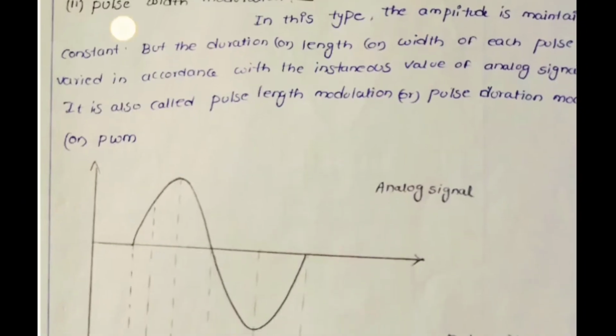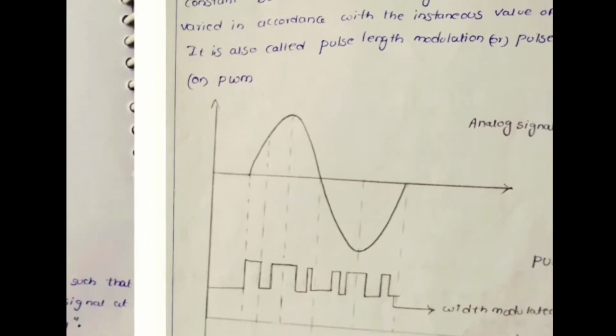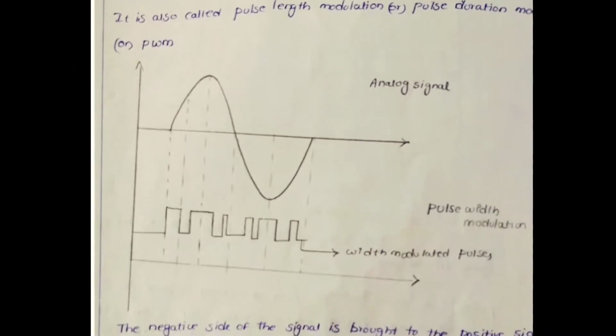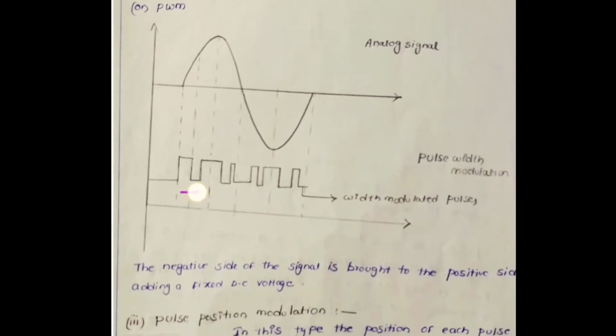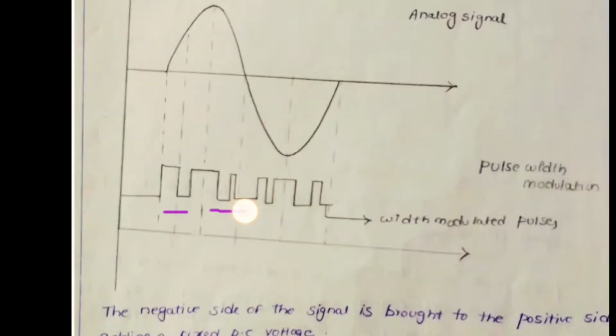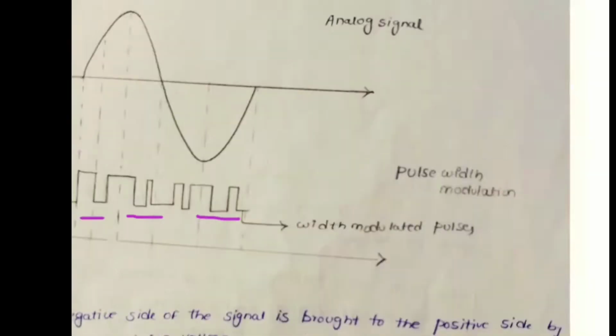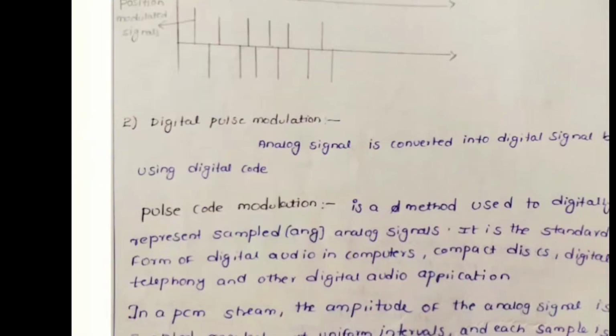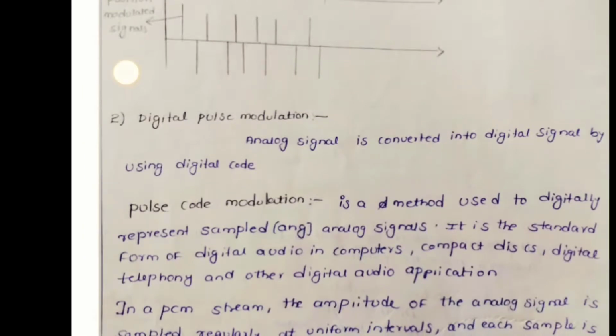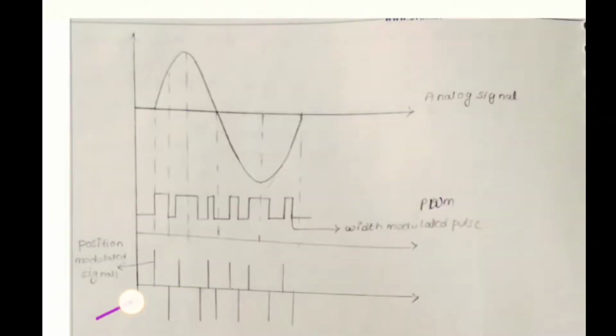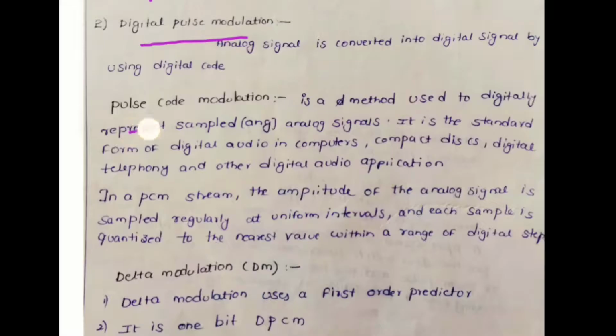Next in analog pulse modulation is pulse width modulation, where the pulse width of the pulse is varied, as you can see in this type. In pulse position modulation, the position of the pulse is varied, as you can see in another diagram. Coming to digital pulse modulation techniques, which are very important, pulse code modulation and delta modulation are the two techniques we are using in digital modulation.